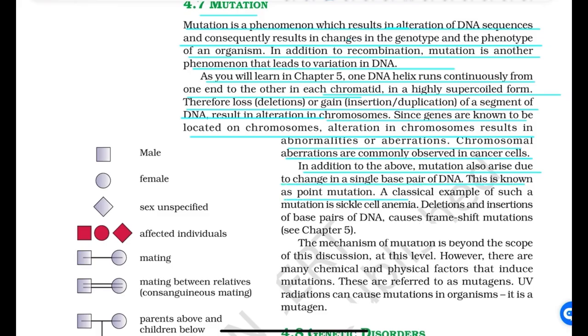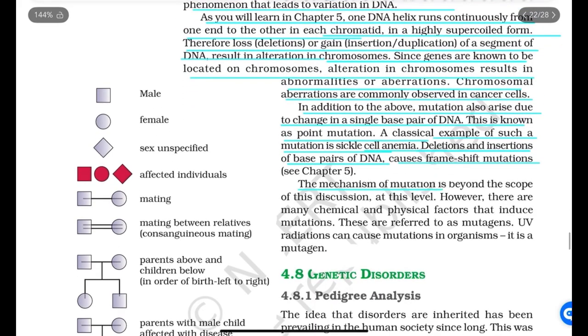This is known as point mutation. A classical example of such mutation is sickle cell anemia. Deletion and insertion of base pair of DNA causes frame shift mutations. The mechanism of mutation is beyond the scope of this discussion at this level. However, there are many chemical and physical factors that induce mutation. These are referred to as mutagens.